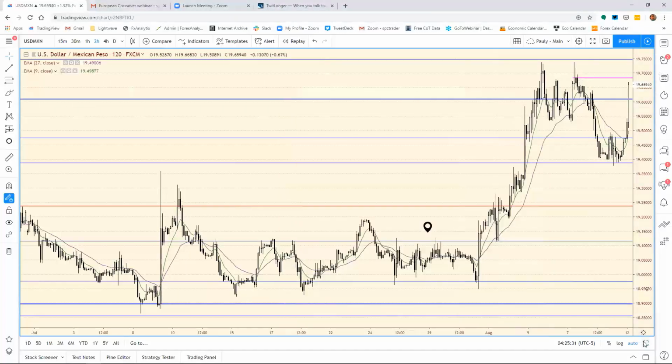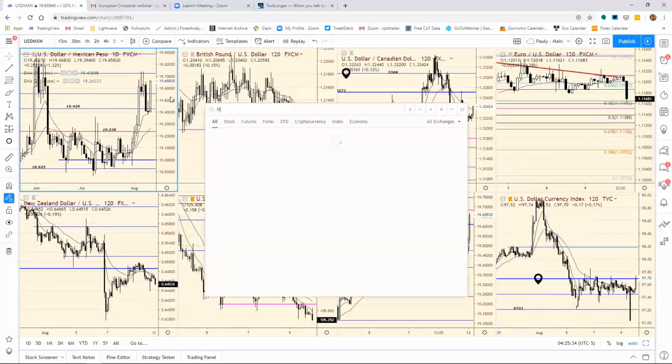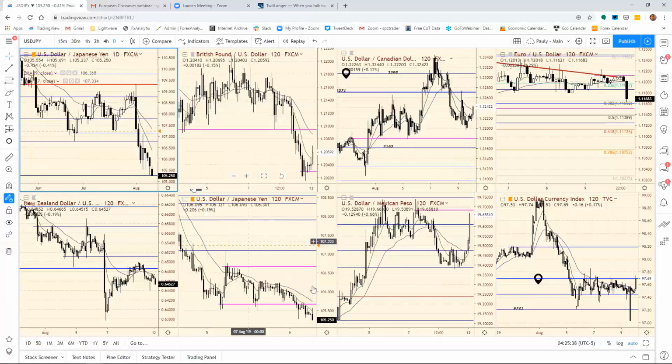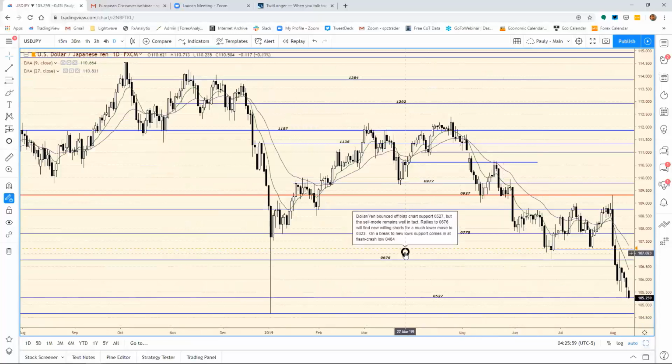And onto the dollar yen. God, look at this. It's still continuing to push lower. But it had to do with the yuan. The dollar yen bounced off the buy support, chart support of 147.27, but the sell mode remains well intact. Rallies to 149.76 will find new willing shorts for a much lower move to 143.23. On a break to new lows, support comes in at the flash crash low of 141.64. That looks like the way they want to go.